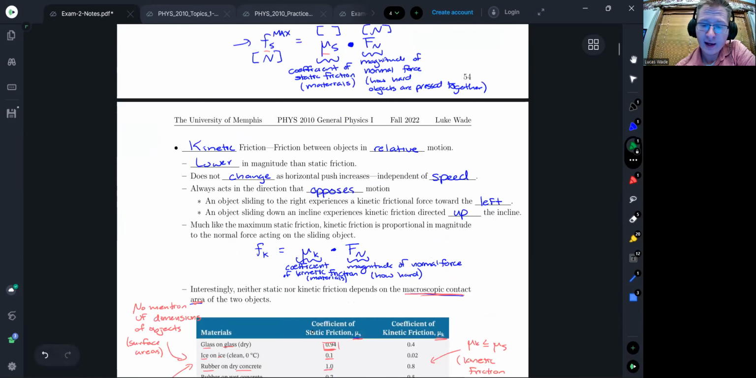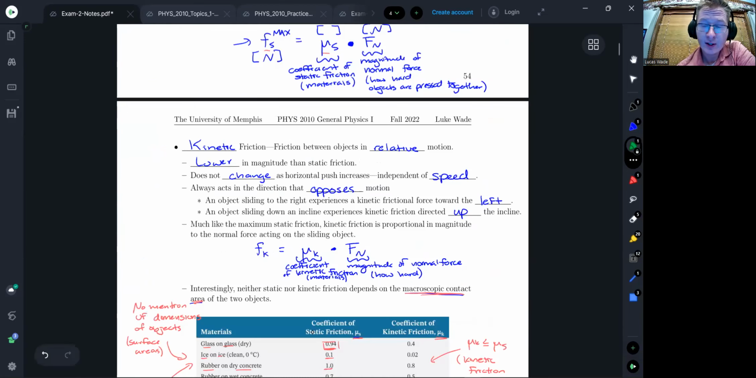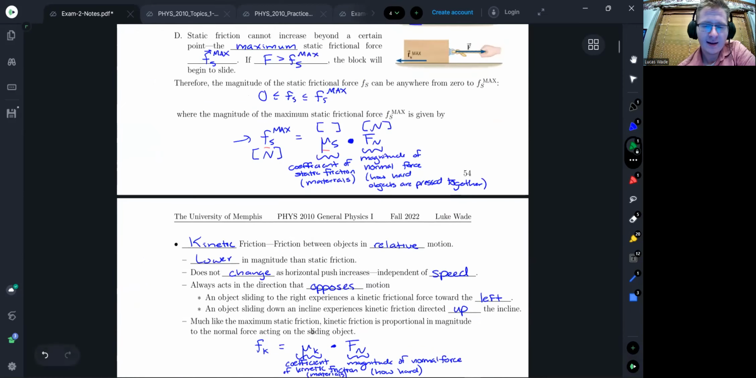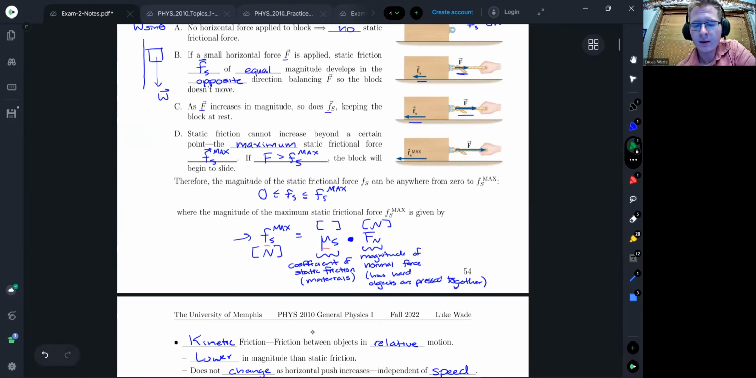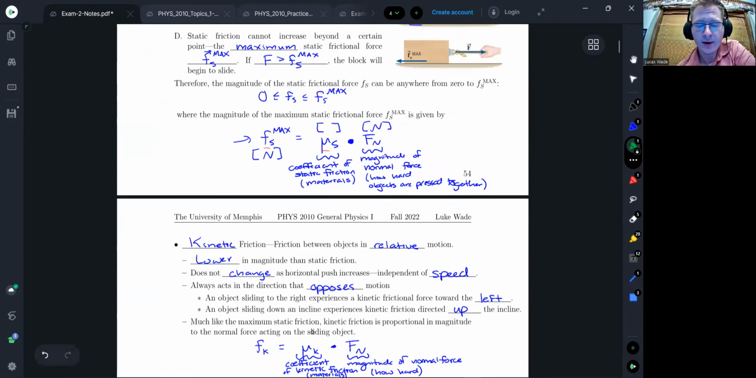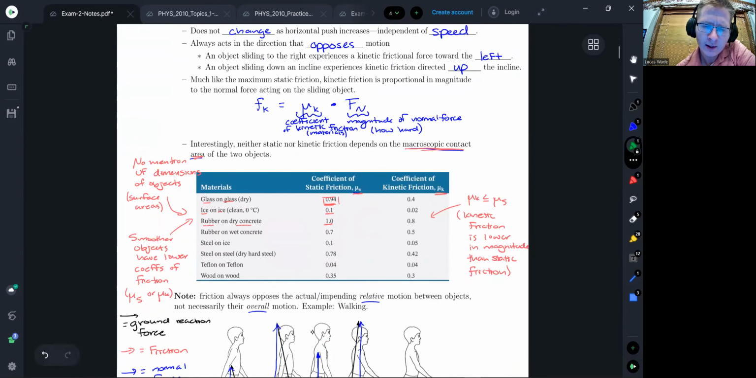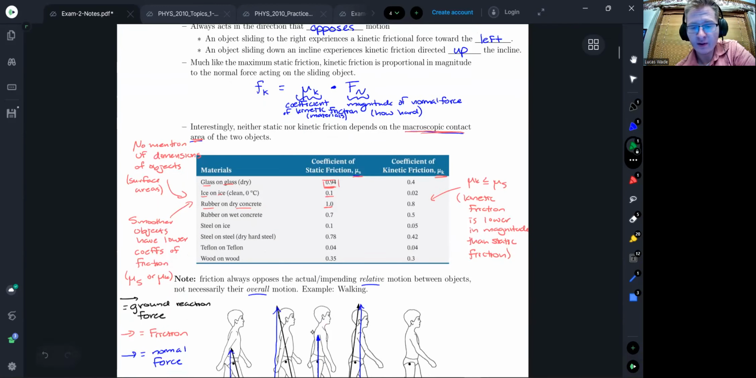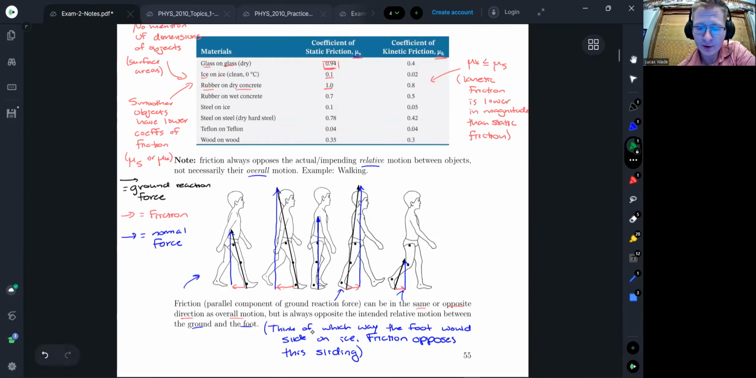So it's important to remember that the only two things that friction depends on are the materials of the two objects and how hard they press together. And again, for static friction, how hard the object is being pulled on determines how hard it has to pull back. So you don't need to memorize, for instance, this table of coefficients of friction. Anything like that would be given to you.